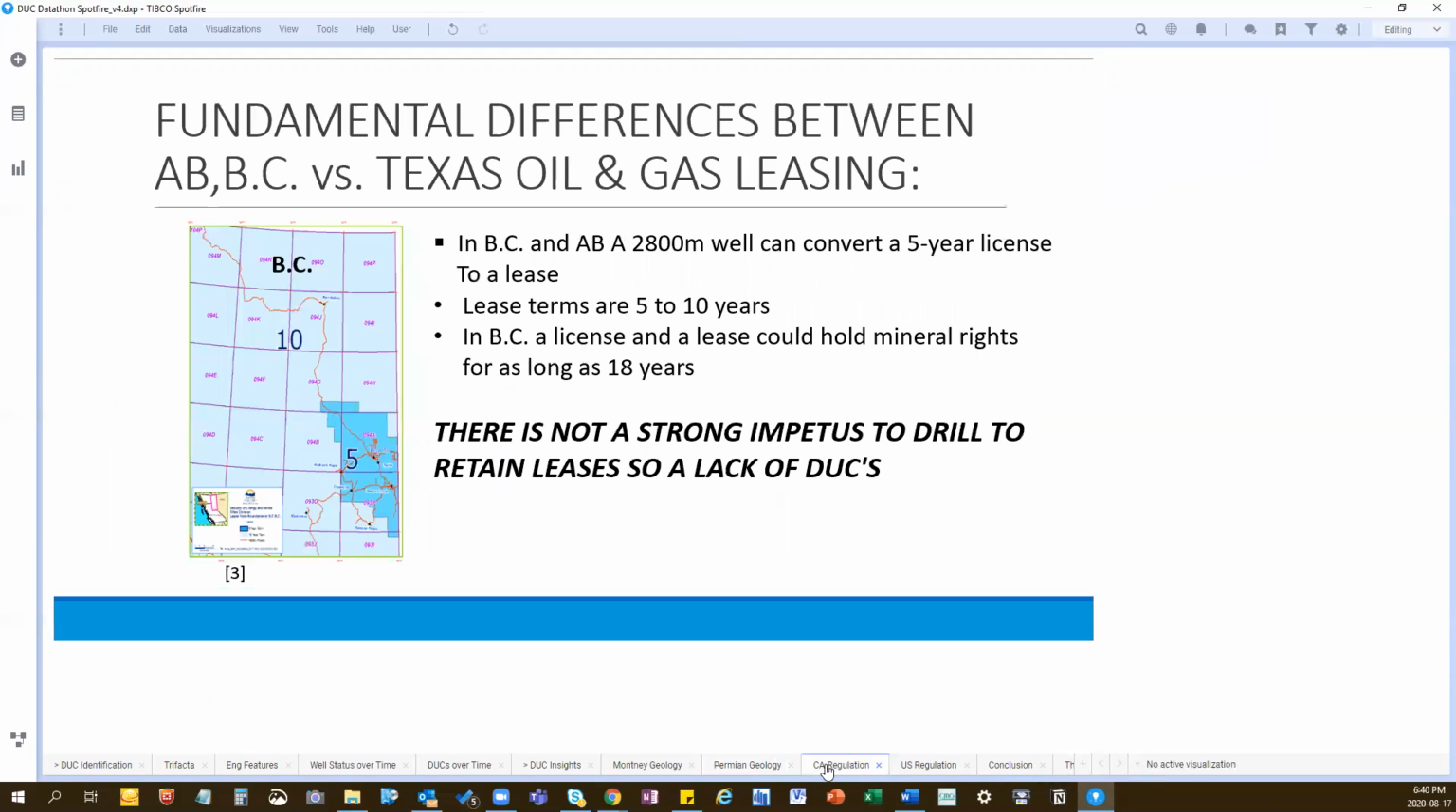In BC, a 2,800 meter horizontal can convert 10 square miles of a 5-year license to a 10-year lease, holding mineral rights for 15 years. In Alberta, an 1,800 meter vertical well can convert 10 square miles of a 4-year license to a 5-year lease for a total of 9 years. There is not a strong impetus to drill to retain oil and gas rights.